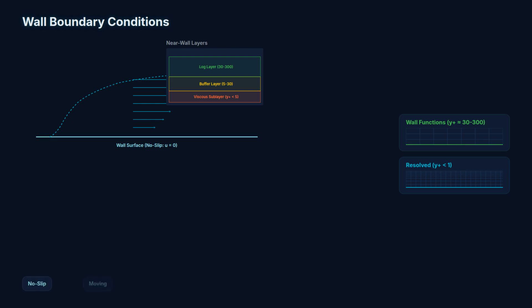Beyond no slip, you can specify moving walls for rotating machinery, slip walls for inviscid approximations, and thermal conditions: fixed temperature, fixed heat flux, or convective. Each tells the solver a different physical story about that surface.